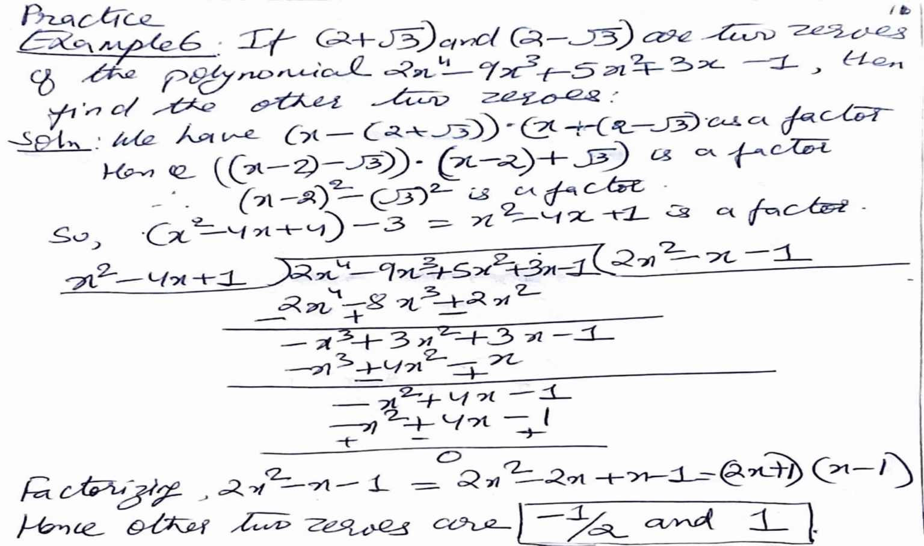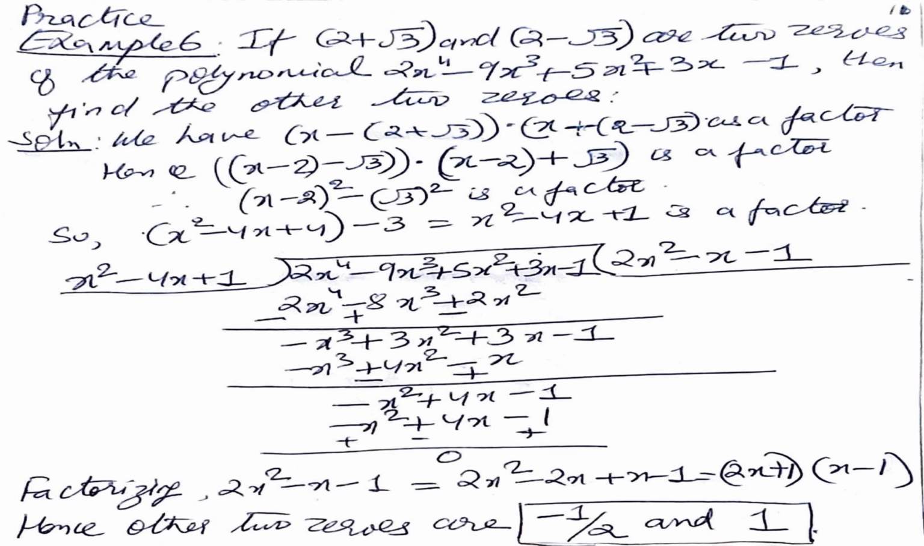Now since one of the factors is x square minus 4x plus 1, we first divide our polynomial by it. So dividing 2x raised to 4 minus 9x cube plus 5x square plus 3x minus 1 by x square minus 4x plus 1, we get 2x square minus x minus 1. Now obviously since it is a factor, the remainder will be 0, but we are getting the quotient as 2x square minus x minus 1.